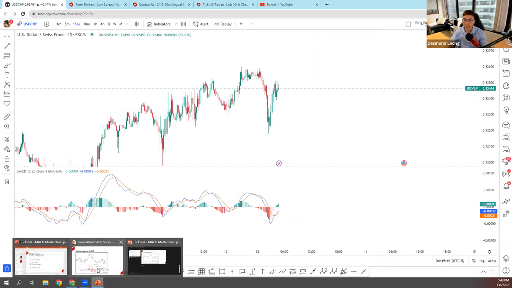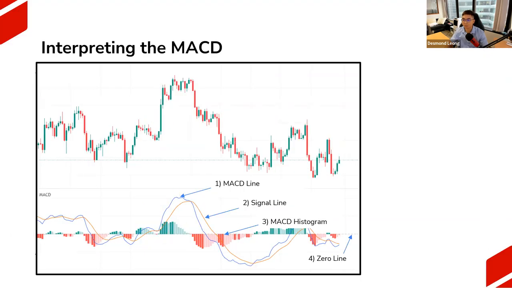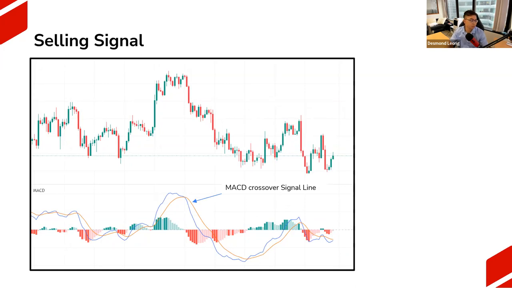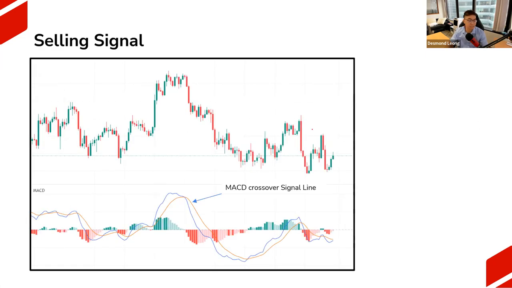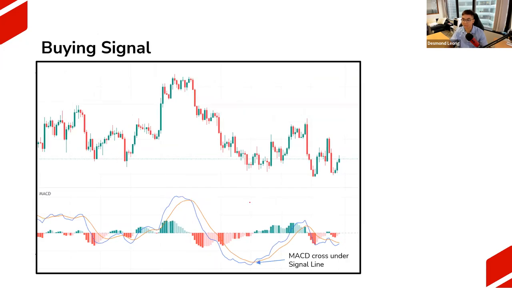Okay, let me start. Since we have the MACD out already, the MACD crossover. Let me find the example. Look, if you see the MACD crossover of the signal line, very nicely, price starts to reverse towards the downside. And at the next one, where price crosses over, very nicely, price starts to head towards the upside. So that's how you interpret the MACD indicator. It's relatively simple. So we can move on.